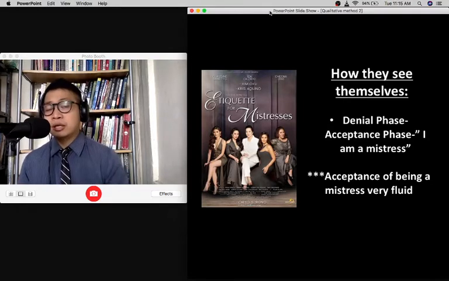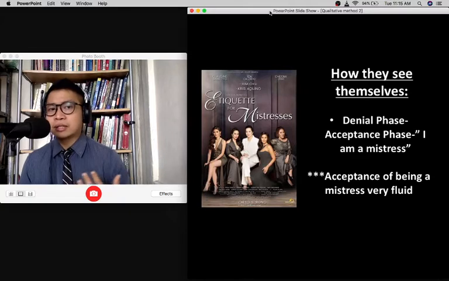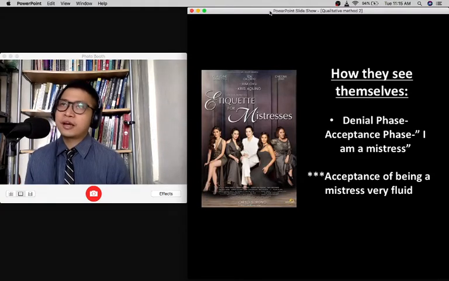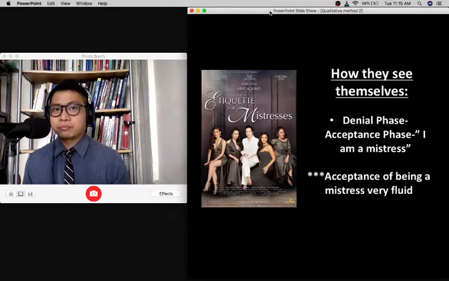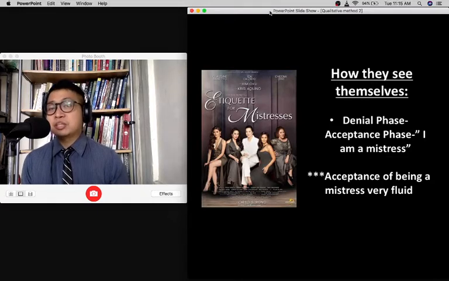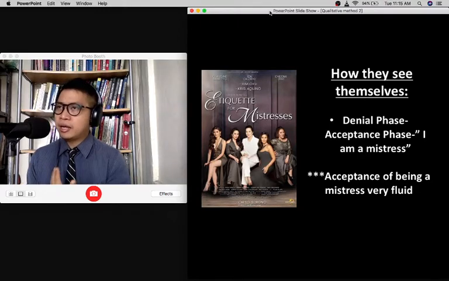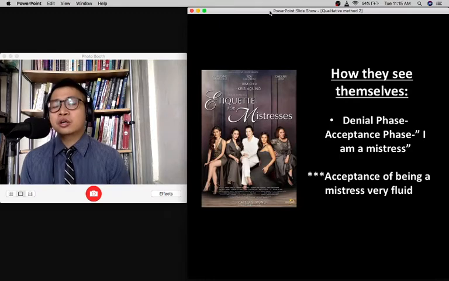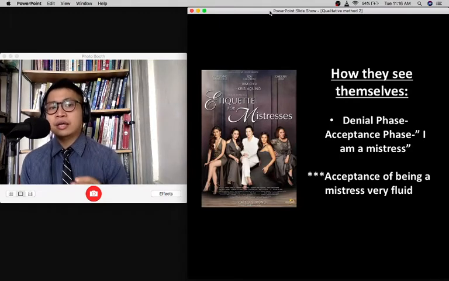But as they go along the relationship, habang tumatagal yan, papasok sila sa acceptance phase. This is a phase where finally, they will accept. They will now be more open to the idea that they are indeed a mistress. So yan yung dalawang phase sa pinagdaraanan nila. I-deny muna nila yan, and then as the relationship goes on, there will come a time that they are now going to accept that they are a mistress.